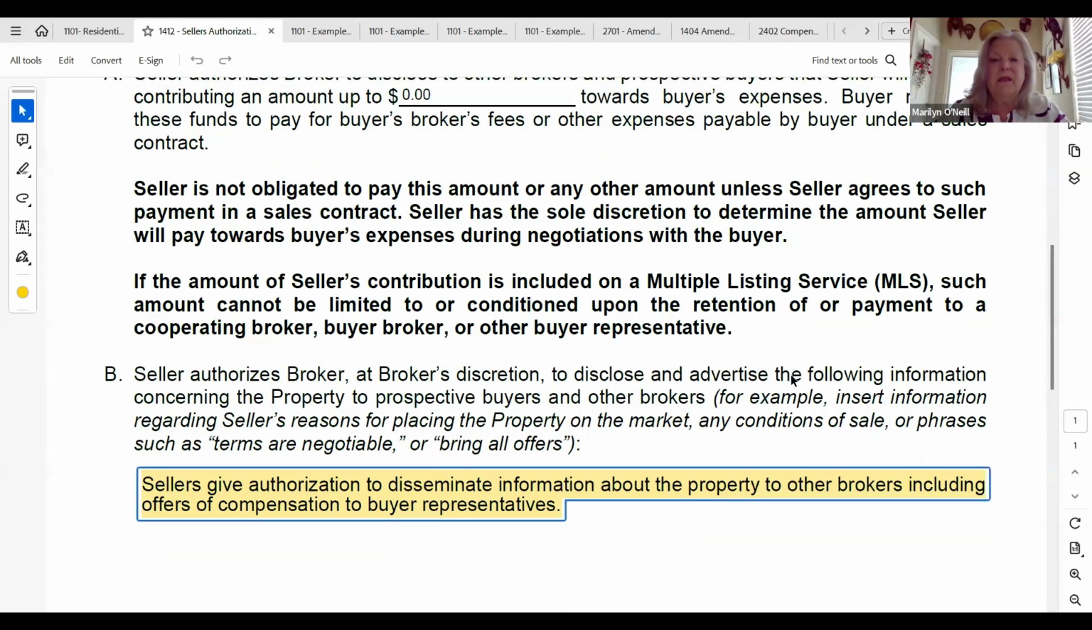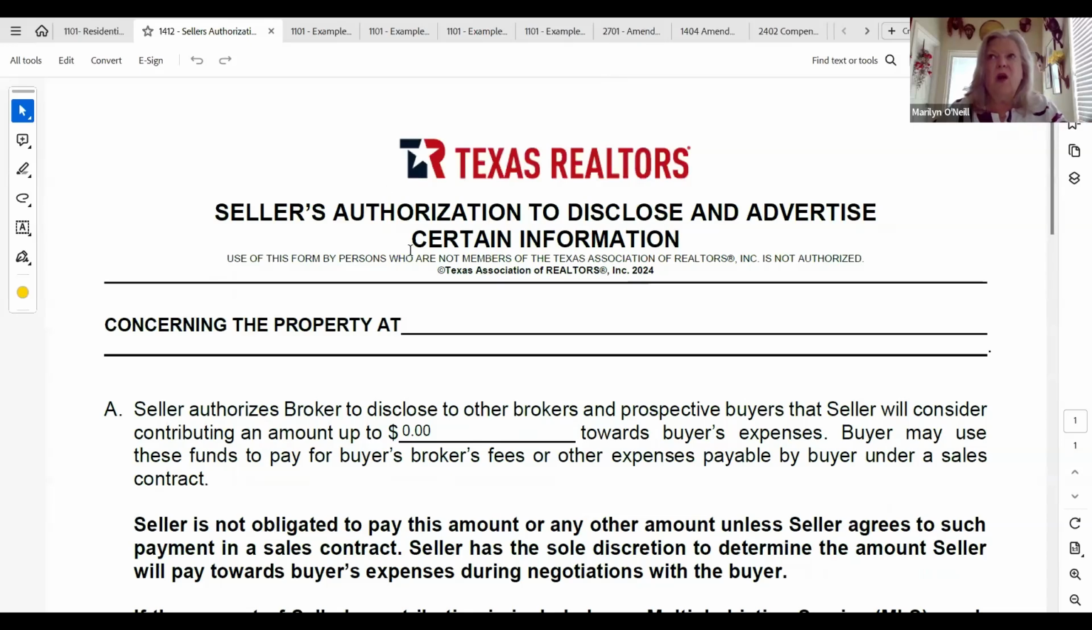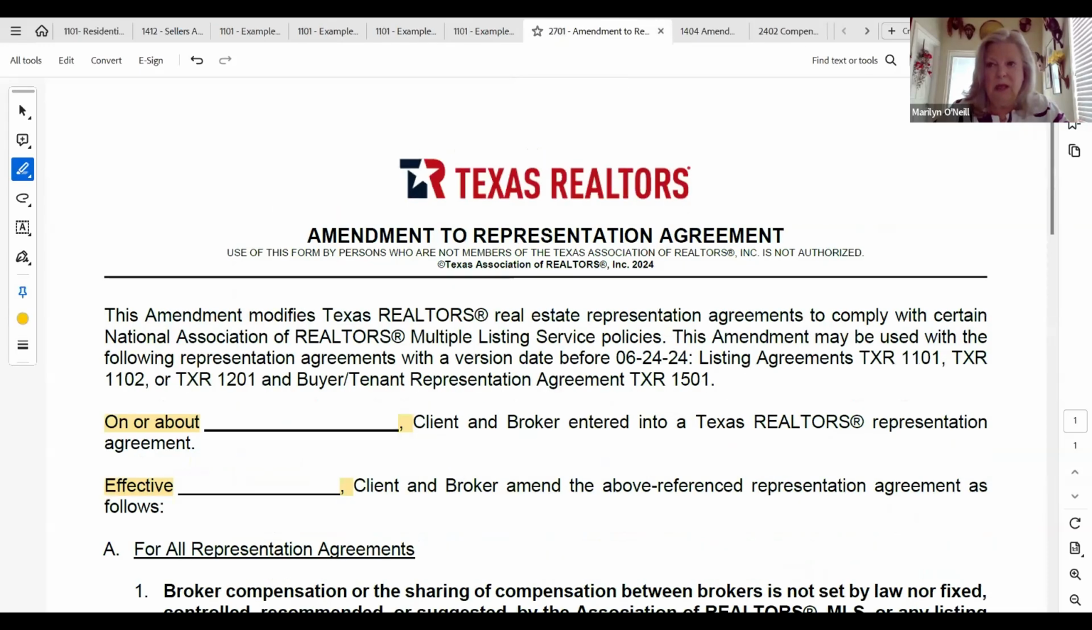As I said, these are the changes that are on our listing agreement right now. And what we need to do is look at our deadlines, okay? And what I'm going to do real quickly first is show you the amendment. If you have a listing agreement, it also applies to buyer tenant agreements, signed before the version of 6/24/24, this amendment will make you compliant with the NAR settlement. Okay, so Texas Realtors created a special form for you to use. You can do this one today. You don't have to wait until August 17th, okay?